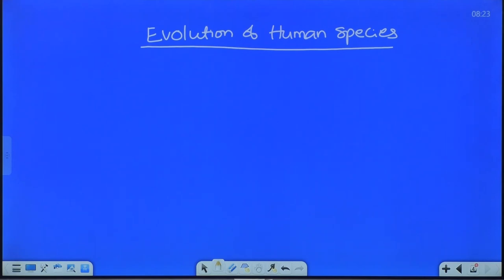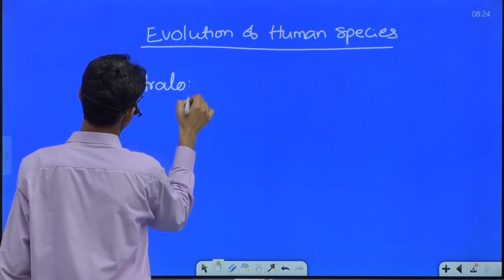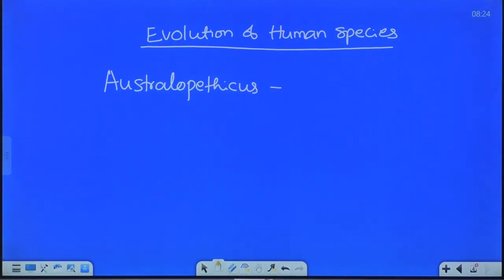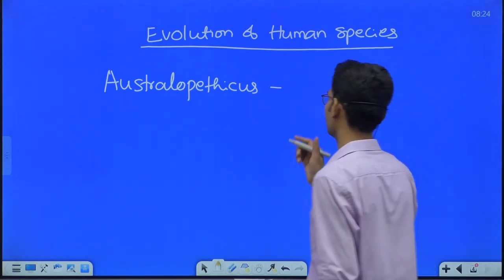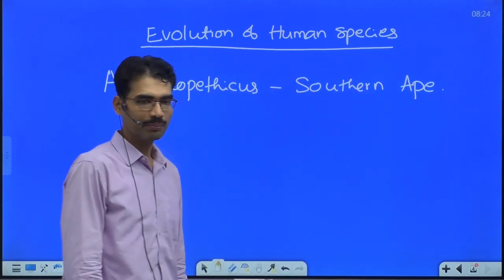First one is Australopithecus. Write this. Just two words only you write. It is a term that originated in Latin, and it means southern ape.